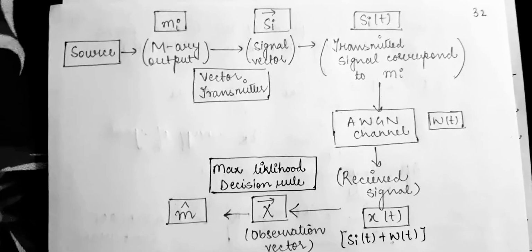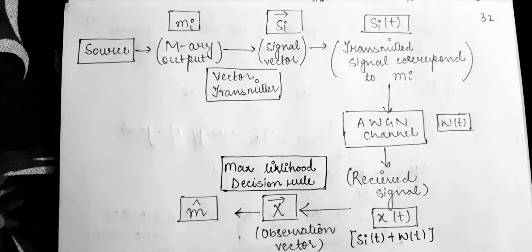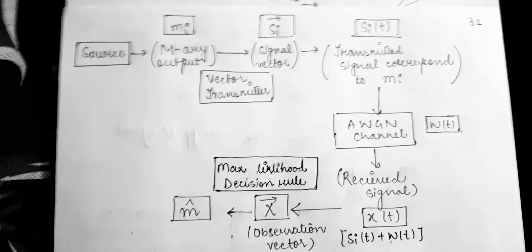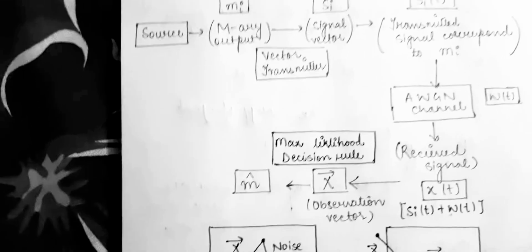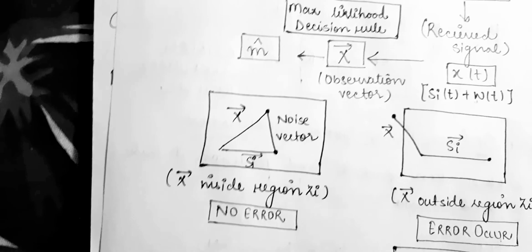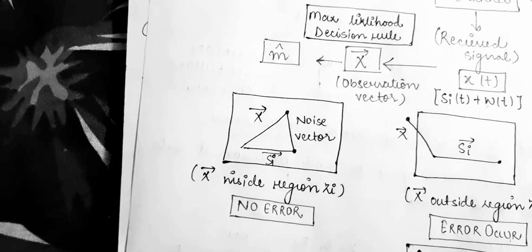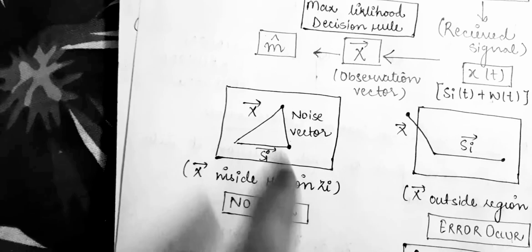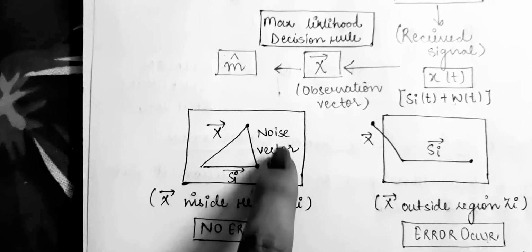After this, the received signal X(t) is passed through a bank of correlators, giving the vector X. Now, using the signal constellation in observation space Z having M decision regions, called Zi, where i = 1 to m, we represent the transmitted vector Si and the received vector X. The tip of Si is the transmitted signal point, while the tip of X is the received signal point, and the difference between the coordinates of X and Si represents the noise vector.